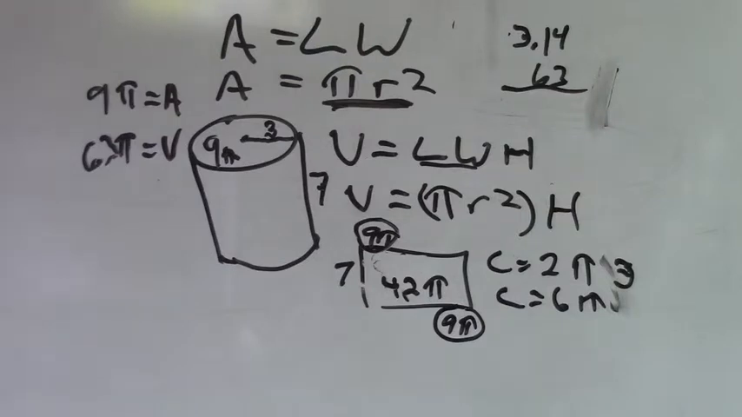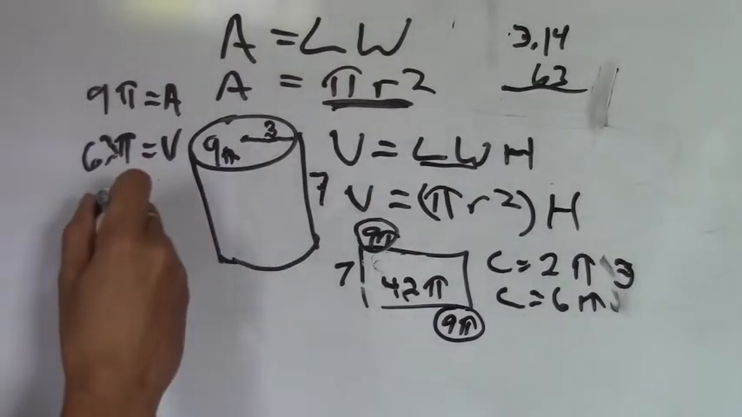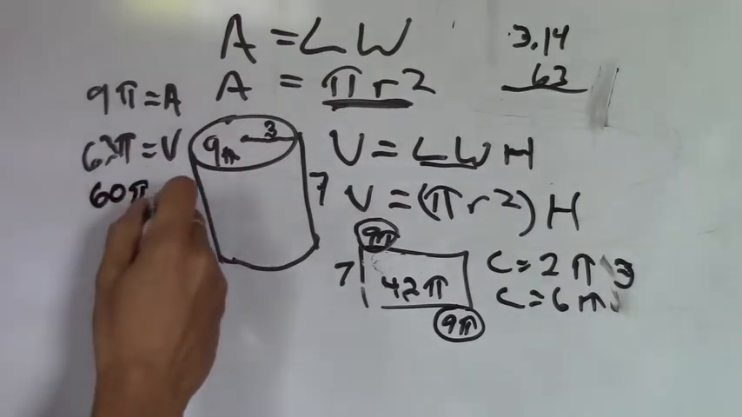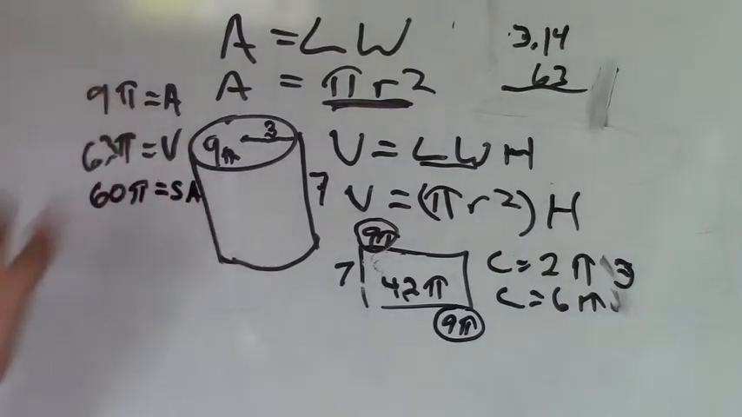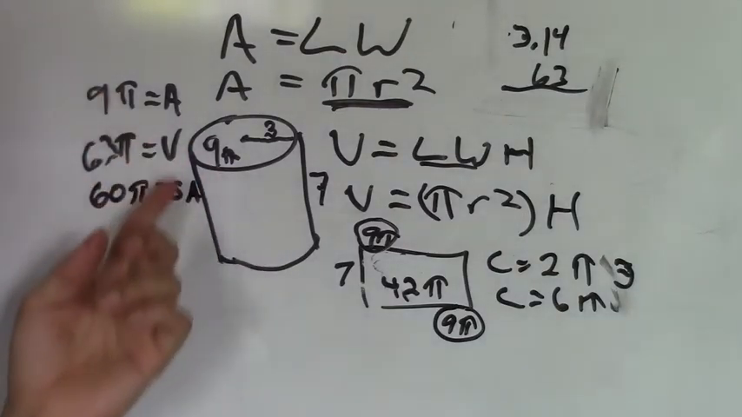9 and 9 and 42. So 60. There you go. 63 pi is the volume. 60 pi is the surface area. And then we could do the math there, but we're not going to, the relationship between volume and surface area.